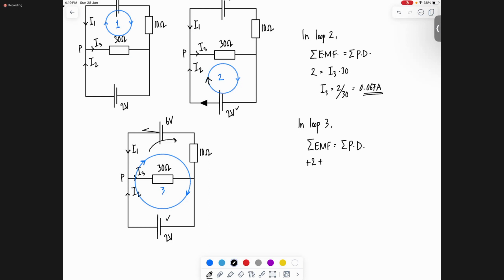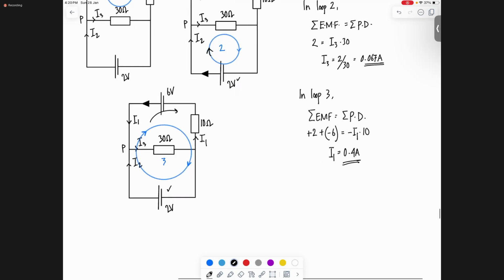Because in my loop the 2 volt will stay positive, plus, I'm going this way, and its current comes out the opposite way, so am I not taking my loop against the flow of current? So I consider this as minus 6 equals, there's only one potential difference here, where my current is going this way, I3, sorry, I1. Have I taken the loop in the direction of the current, or against it? Meaning the current naturally goes this way, and my loop goes the other way, right? Should it be plus I1 or minus I1? Minus, right, so minus I1 into 10. Doing this you get the value of I1. See what comes. 0.4 ampere.